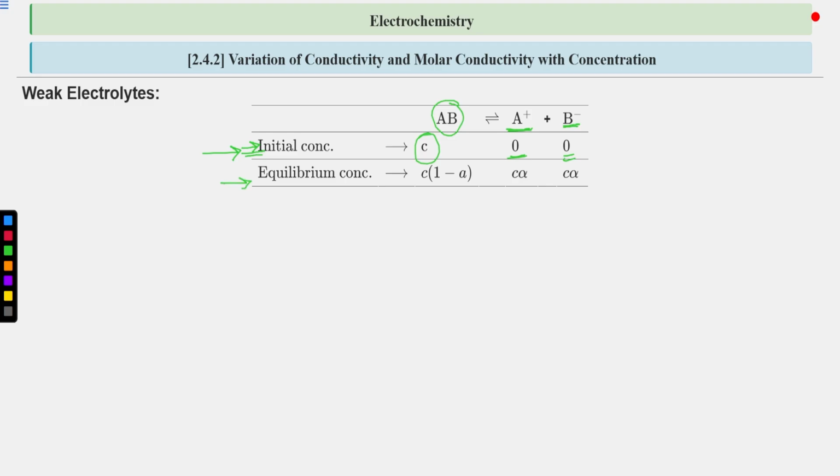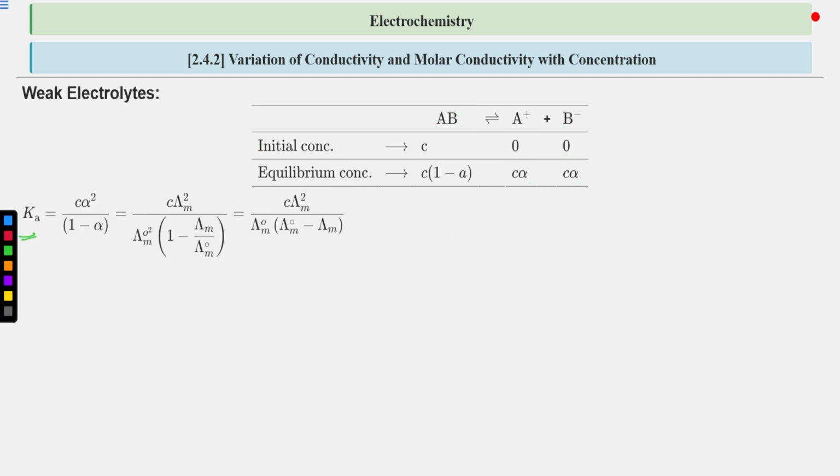But at the equilibrium concentration, when the dissociation happens, the AB, that means the electrolyte concentration, will become C times 1 minus alpha. You can also write it as C minus C alpha. And the A positive will become C alpha and the B negative will become C alpha. Same amount of dissociation will happen for the positive and the negative ions, cations and the anions, right? So if A positive is C alpha, B negative is C alpha, that means C alpha amount of electrolyte is dissociating. So the equilibrium concentration of electrolyte will become, initial concentration C minus the dissociated concentration C alpha. So C minus C alpha is the equilibrium concentration of the electrolyte AB.